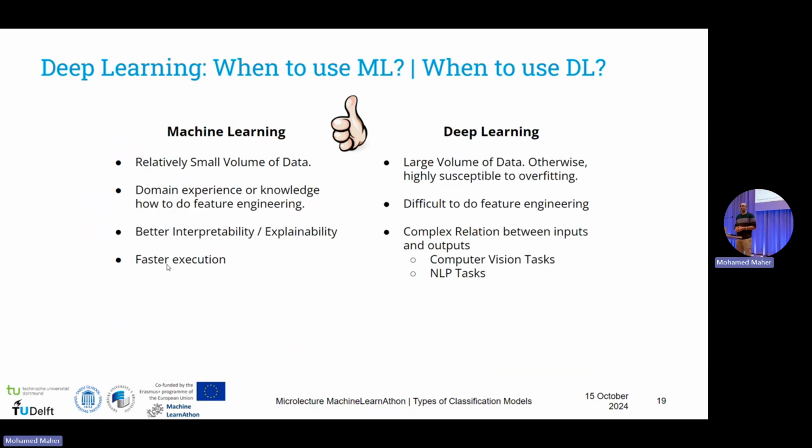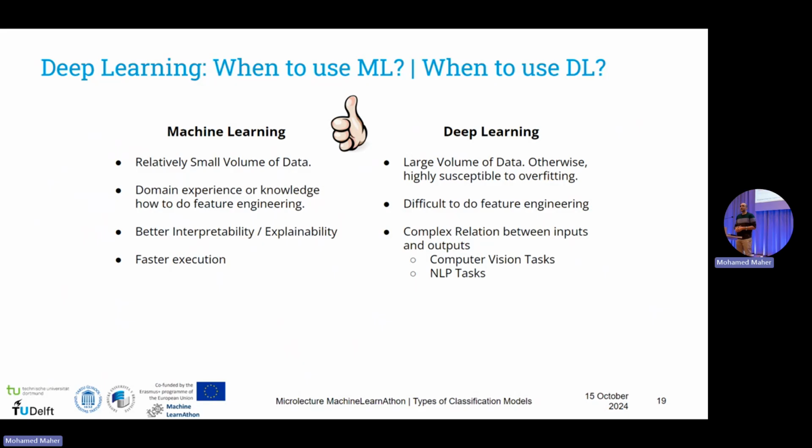So when do we use simple machine learning algorithms and when do we use deep learning? As we said, we have linear and non-linear machine learning algorithms, and deep learning can be considered nonlinear. When we have a relatively small volume of data or training set, it's better to use machine learning, because deep learning requires a large volume of data in order to train a good model. Otherwise, it will be highly susceptible to overfitting.